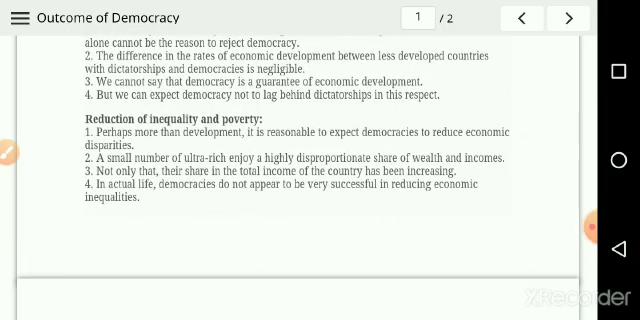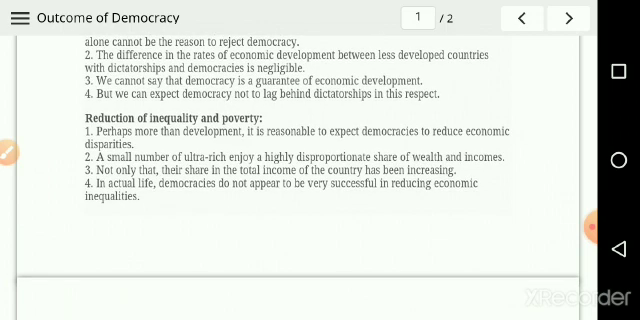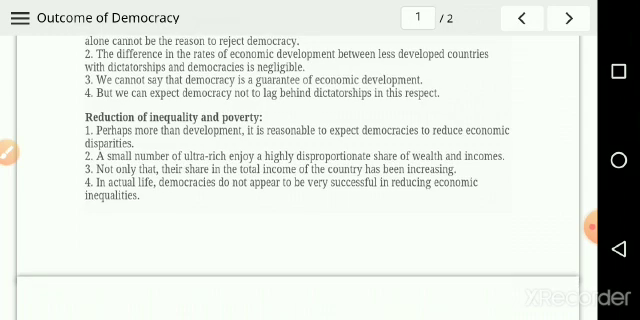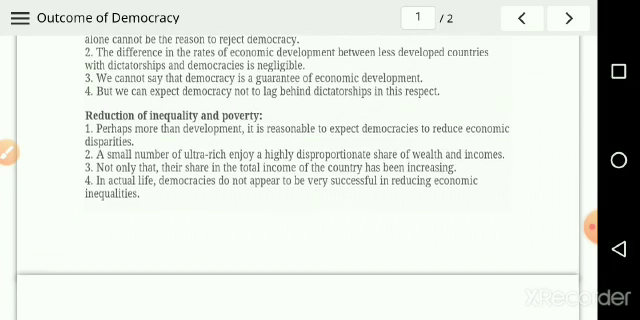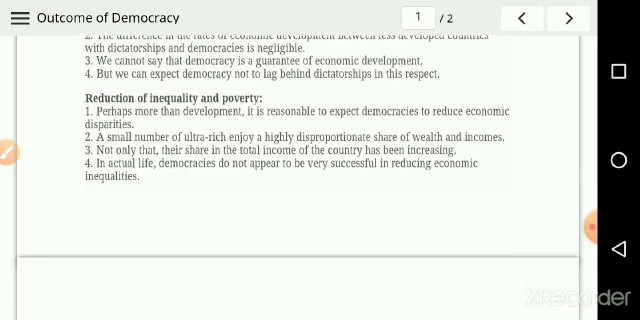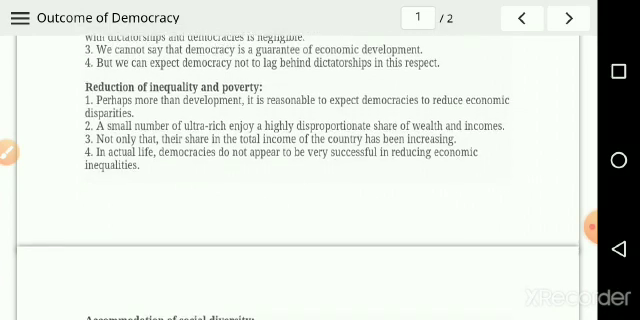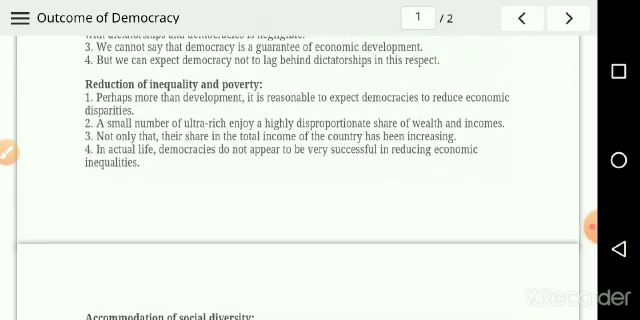In democracy we are thinking about the equality of the people and reduction of poverty, many aspects like that. So we can see it won't lag behind, and it won't fail to consider economic growth. No, it will consider it, but it may take time, because decision making and considering all the social groups is not an easy task in front of a democratic country. Then next aspect, reduction of inequality and poverty.